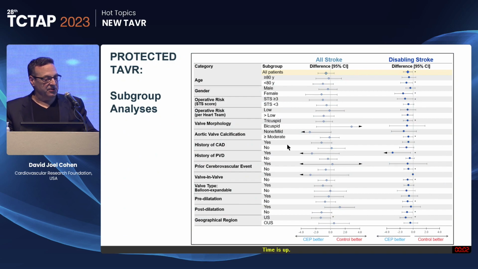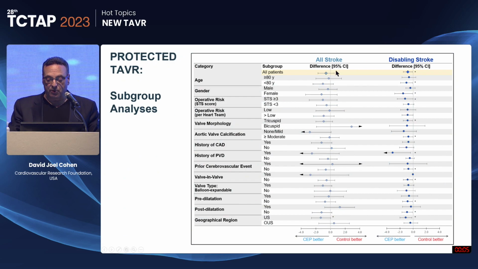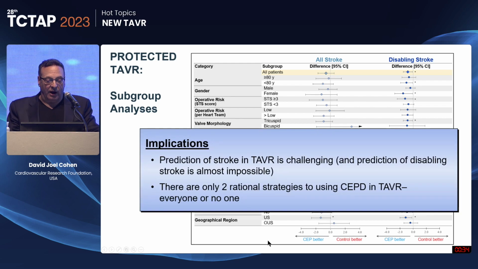If you look at the subgroup analyses from the PROTECTED-TAVR trial, again, Samir showed these, they're all very consistent. There is no real particular group that stands out here where there's more or less benefit, except this intriguing, but I think fairly unpredicted benefit that was greater in the US than outside the United States. I don't think it's explained by the valve types, because you look here and there actually is an analysis by valve type and it didn't differ by valve type. So I think this is more likely to be a fluke than anything true. So I would say the implications here are that the prediction of stroke in TAVR is challenging and prediction of disabling stroke is almost impossible.